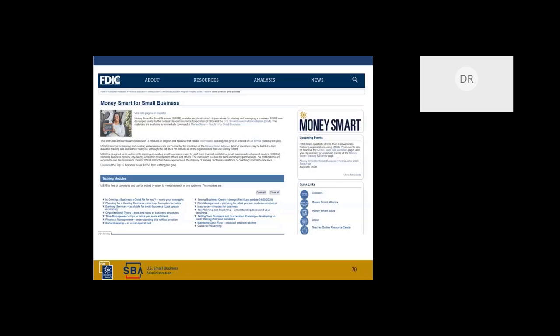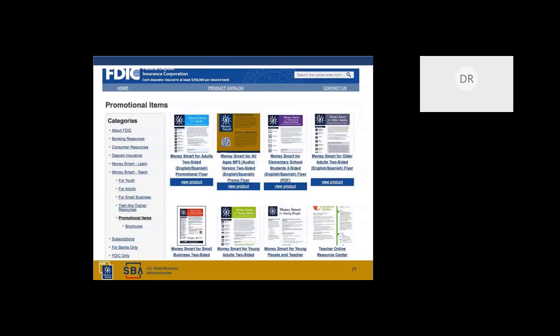There, listed right below training modules, you have all 13 modules. There are drop-down menus that will give you all three of the components that we talked about, both the instructor and participant guide and PowerPoint slides.